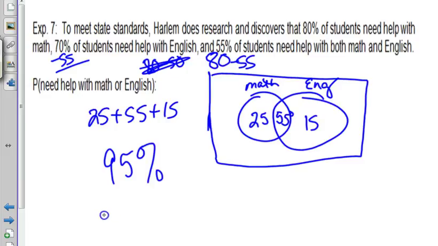Need help with only math or only English. Okay. If it said and, then you'd want just the 55% in the middle. But you have to think of it like, if I said, how many people are wearing red or blue? If I ask, are you wearing red or blue? Well, if you're wearing both, you're still wearing red or blue, right?